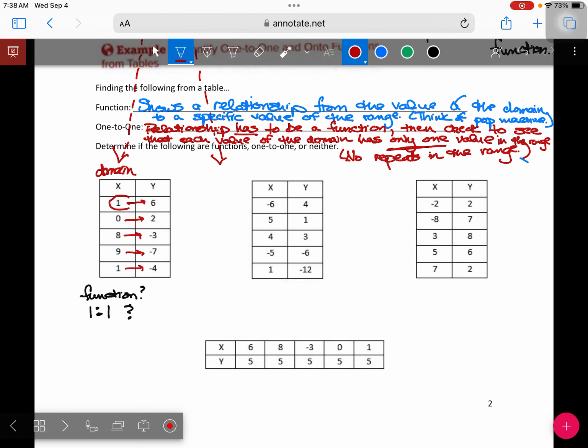Think of your pop machine. If you press 1, will it be going to 2 separate items? Not if it's a pop machine, right? You press that 1, it should be going to 1 item. So is this a function? No. Because you can't have 1 going to 6 and 1 going to -4 at the same time. So if it's not a function, can it be one-to-one? No. So that one is no and no.